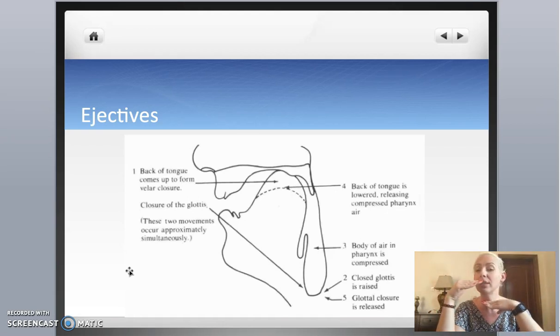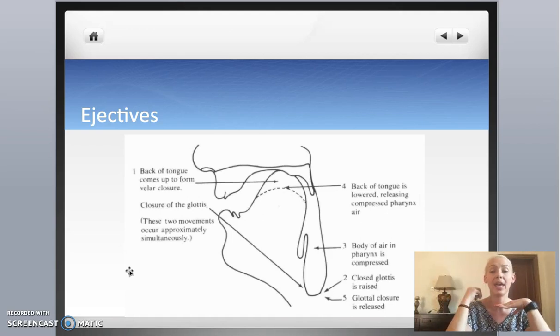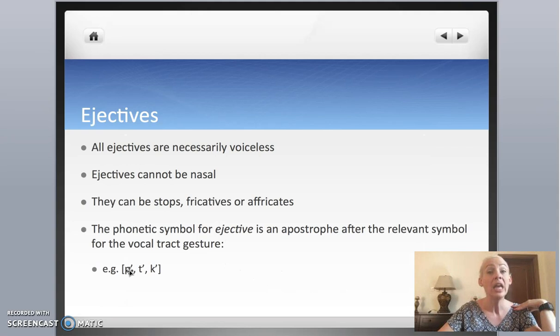Okay, so you block the air between the glottis and some constriction in your mouth. Then you move the glottis up to squeeze the air in. And when you open your mouth, the air will instantly come out, because we know that the air molecules will always go from the area of higher pressure to the area of lower pressure. So all ejectives have to be voiceless, because voicing is created with vocal folds, and everything here happens above the vocal folds. The air never goes between the vocal folds. First, it is trapped here above the vocal folds, and then it comes out.